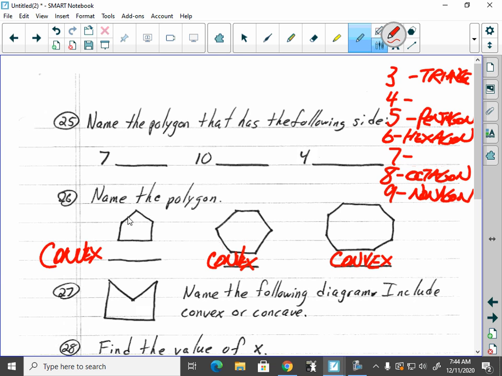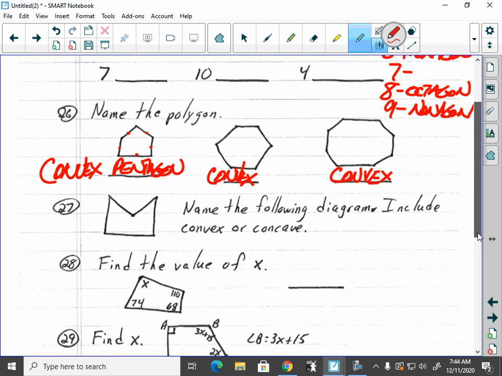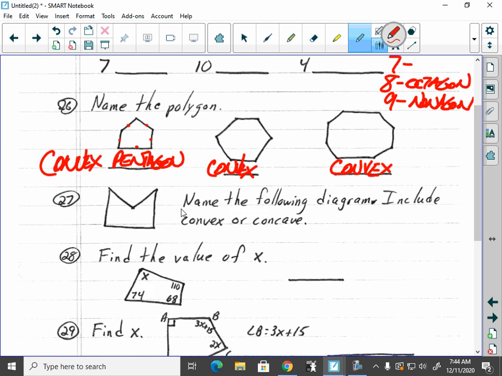This one has 5 sides. 1, 2, 3, 4, 5. Well, shucks, I already have that name up there. It's a convex pentagon. Okay, so now you do the same for this one and for that one. Number 27. Name the following diagram. Include concave or convex. That's just like number 26.